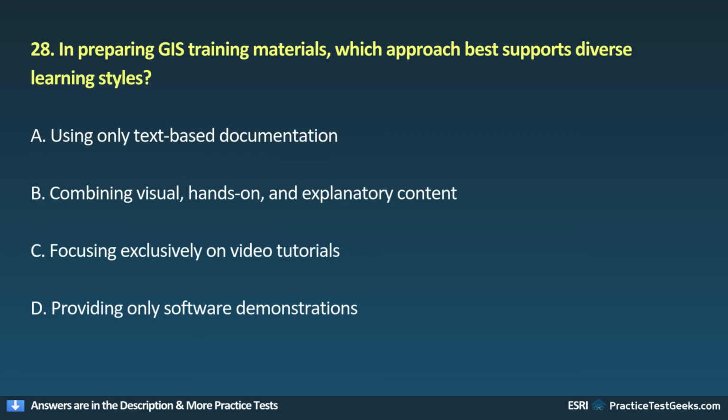28. In preparing GIS training materials, which approach best supports diverse learning styles? A. Using only text-based documentation. B. Combining visual, hands-on, and explanatory content. C. Focusing exclusively on video tutorials. D. Providing only software demonstrations.